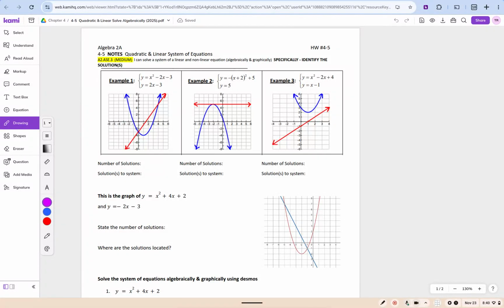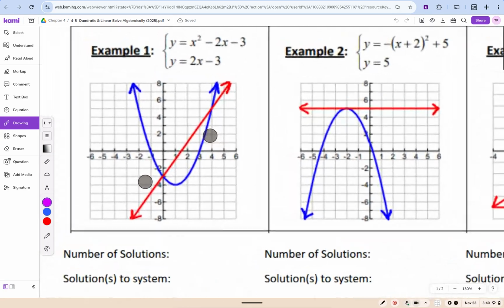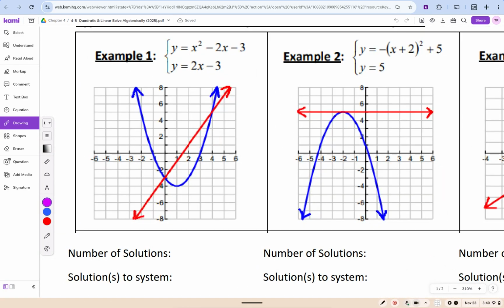All right, Algebra 2. We are talking about some of the same stuff we've been talking about. We did systems where we're trying to figure out when two lines cross, or when three lines cross, what's the intersection point. So what we're talking about here is when a quadratic and a linear function cross.